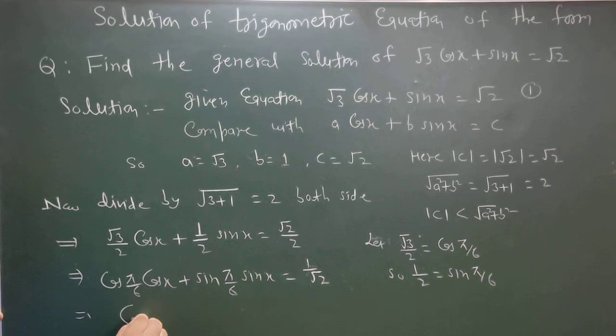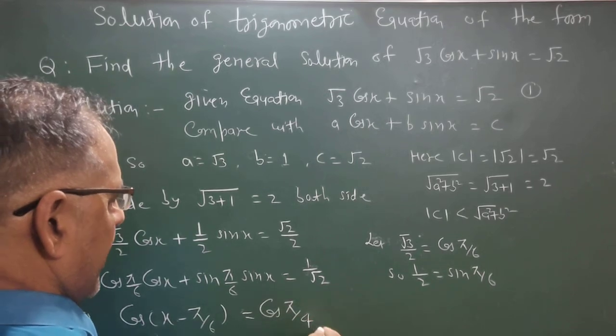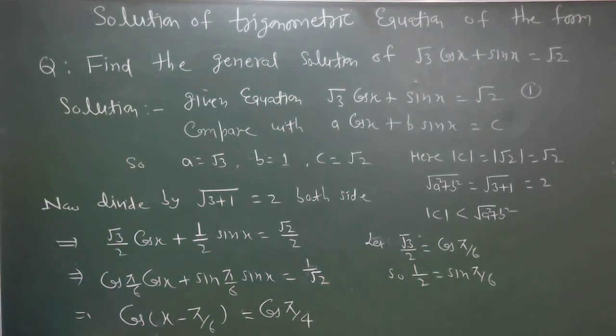The left hand side now becomes cos(x minus pi by 6). So if the left hand side is converted using the formula of cos, the right hand side also is converted into the value of cos pi by 4, because cos 45 degree is equal to 1 upon root 2. Now apply the formula of cos theta equal to cos alpha. So x minus pi by 6 equal to 2n pi plus minus pi by 4. Finally x equal to 2n pi plus pi by 6 plus minus pi by 4.